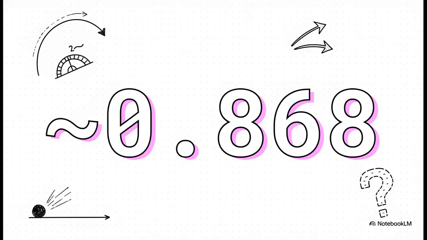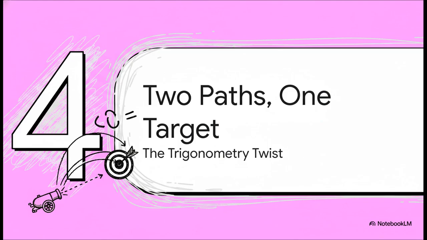Now, you might be thinking, great, just take the arc sine and we're done, right? Well, not so fast. This is exactly where that hidden twist I was talking about shows up. So, let's dive into part 4. Two paths, one target. That number, 0.868, it's not just an answer. It's actually a clue that opens up this whole other layer to the problem.